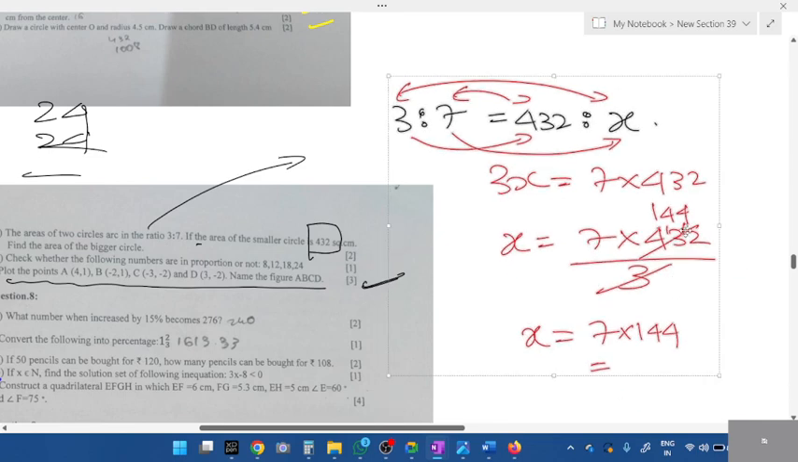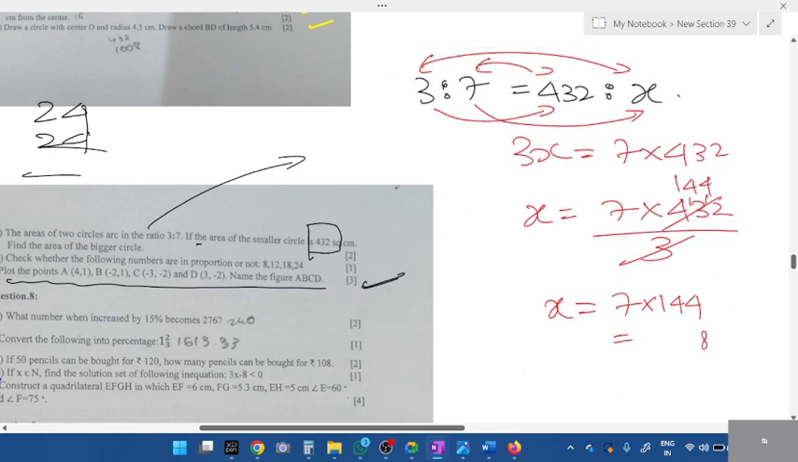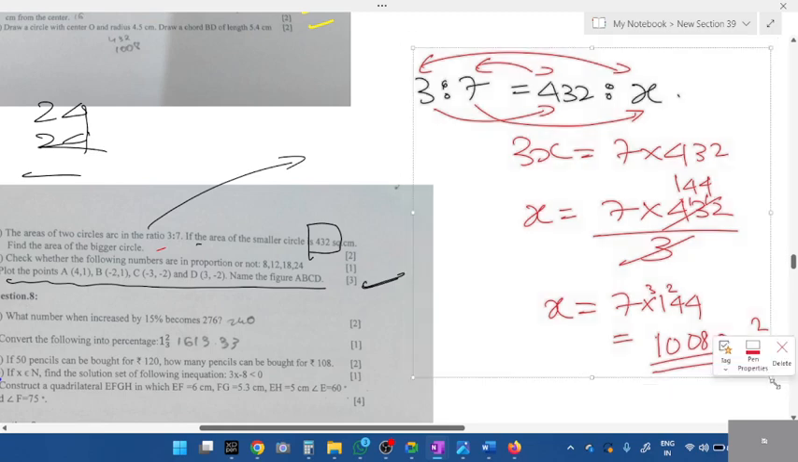Then what's the answer? And the value is in centimeter square, students. Centimeter square. So don't write x, right? Area of the bigger circle is 108. Completed? All of you are done?